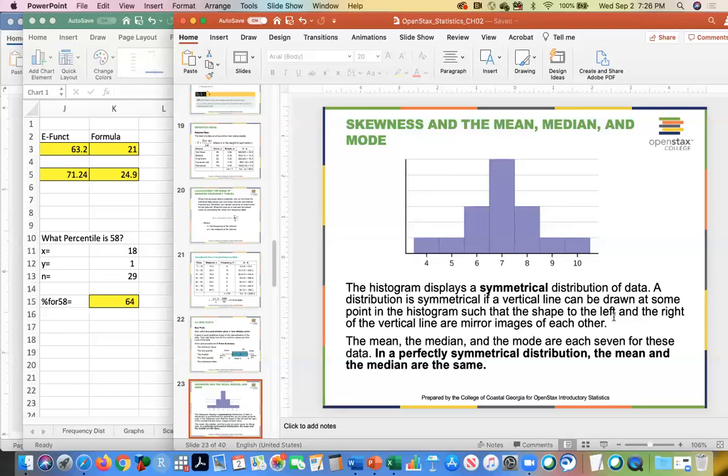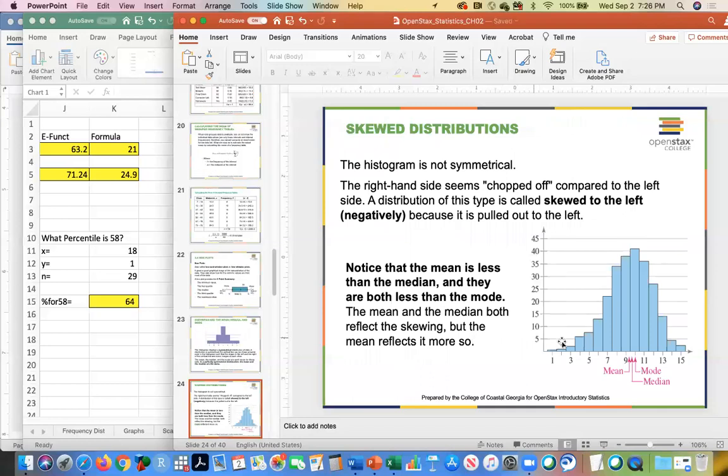A distribution is symmetrical if a vertical line can be drawn at some point in the histogram such that the shapes to the left and to the right are almost mirror images. This is a perfect symmetry, as we can see. In this scenario, the mean, the median, and the mode are all exactly the same. We can also have distributions that are skewed. In this case, this is skewed left, also called negatively skewed. That means that the tail elongates to the left.